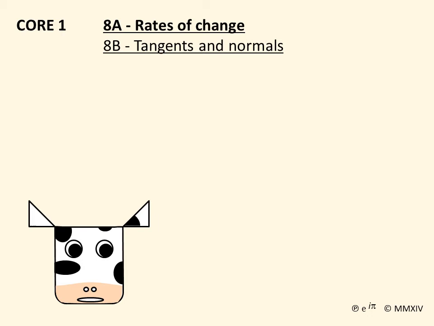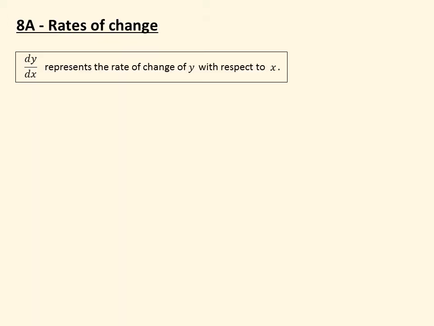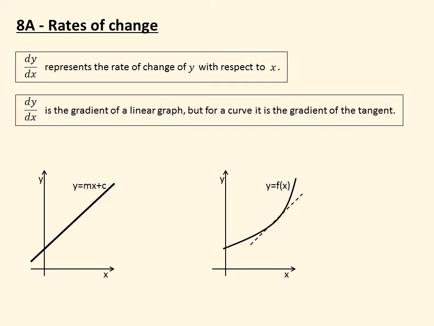In part 8 we're going to look at rates of change and gradients. The first part is introducing rates of change. We're going to introduce the notation dy/dx as the rate of change of y with respect to x. This is like the gradient, so dy/dx is the gradient of the straight line.